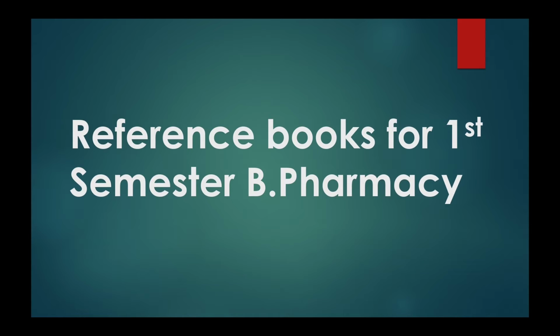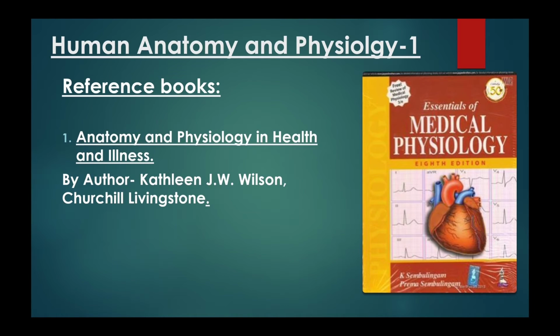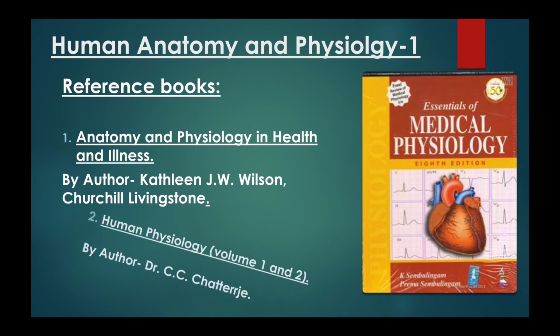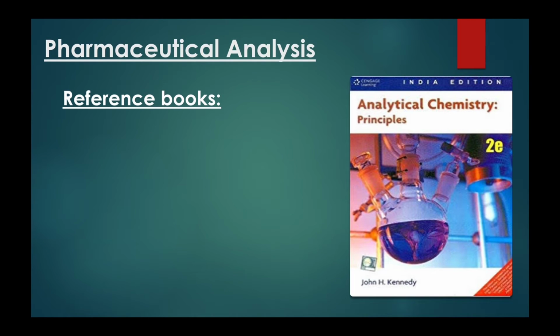Now let's see the reference books which you can refer to for first semester B Pharmacy. For Human Anatomy and Physiology 1, the reference books are Anatomy and Physiology in Health and Illness by author Kathleen J. W. Wilson, Churchill Livingstone. The next book is Human Physiology Volume 1 and 2 by author Dr. C. C. Chatterjee. Guys, these are very good books. Each and every detail is mentioned in these books, so you can refer to these reference books. It will help you.